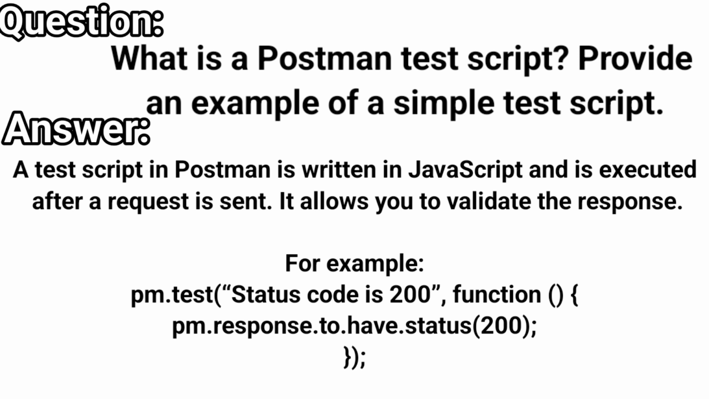For example, pm.test, pm standing for Postman, .test, and then "Status code is 200". This will be the name of our test. We then have function, and then our actual test: pm.response.to.have.status(200).